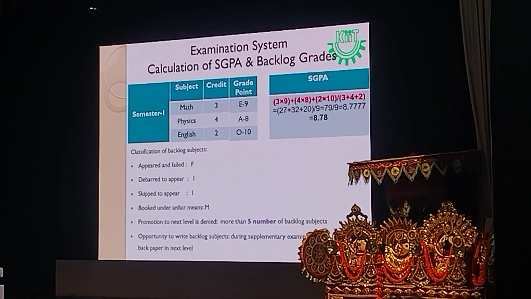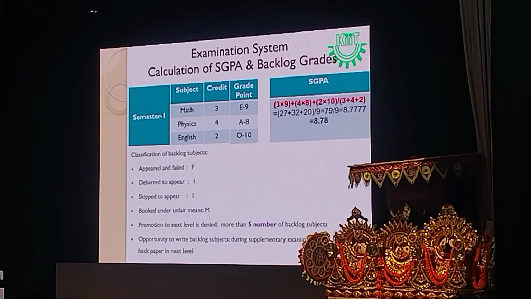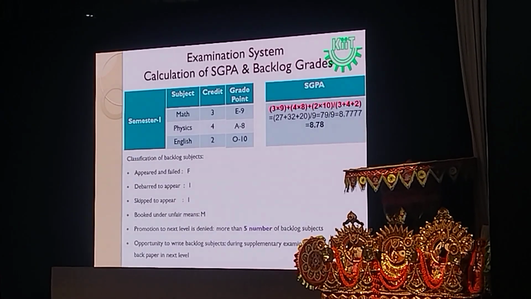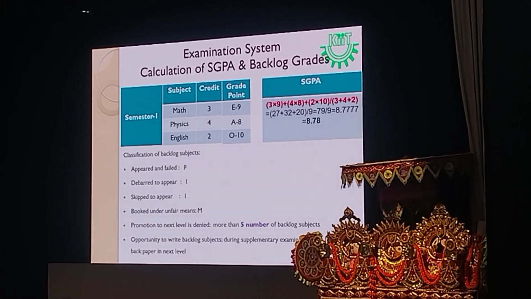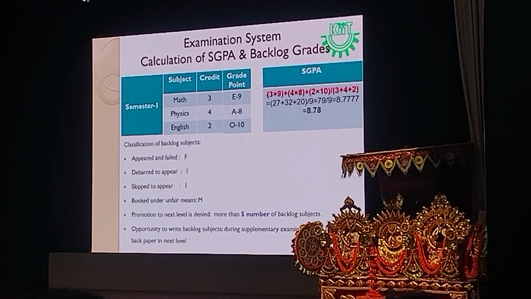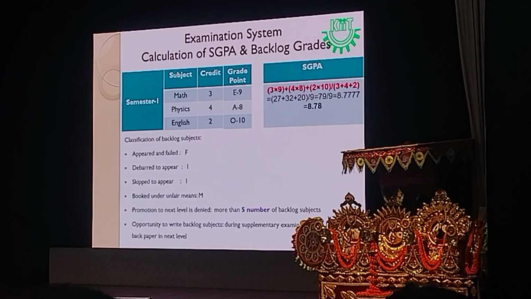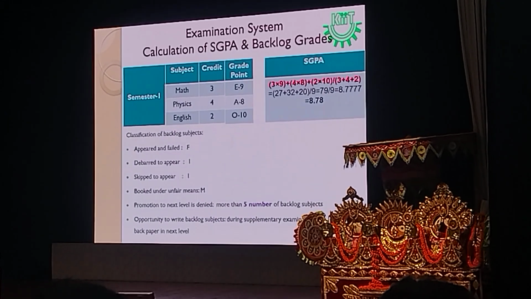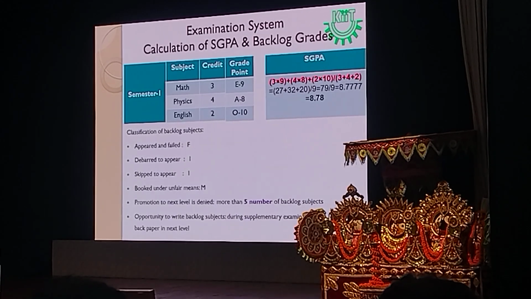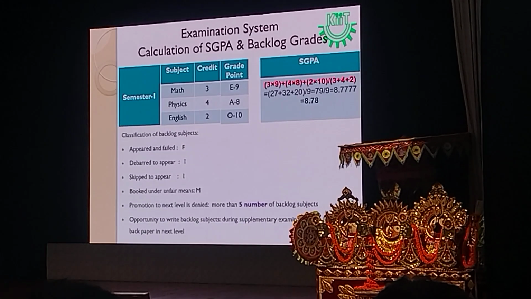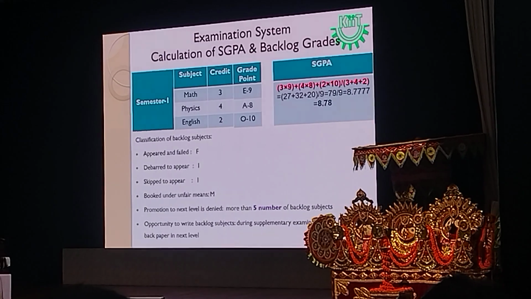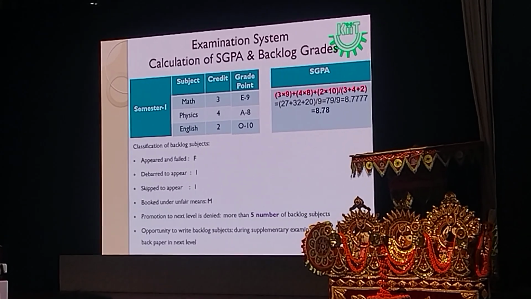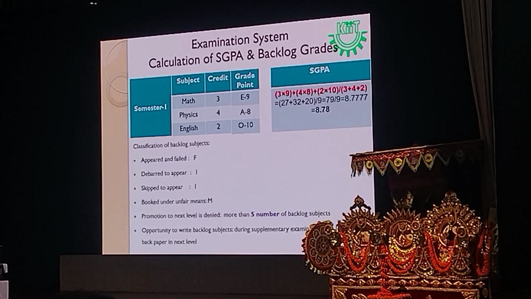Skip to appear means the student cannot appear. Depart to appear means the university did not allow the student to appear. But in both cases the student was absent, so an I grade will be assigned. Booked under unfair means: if the student was caught adopting some unfair means during the examination and the central disciplinary committee says that the paper will be cancelled, then an M grade will be assigned to the student in that subject, and that is also considered a backlog. So later on the student has to reappear and clear the subject.